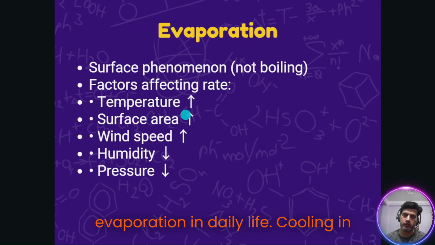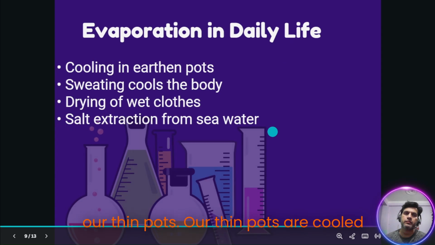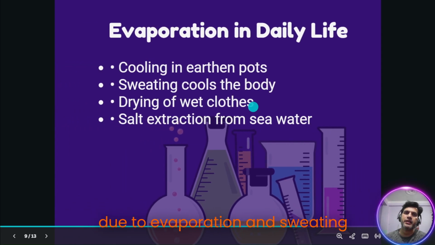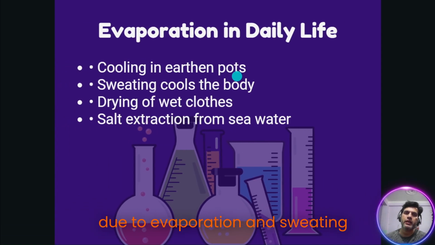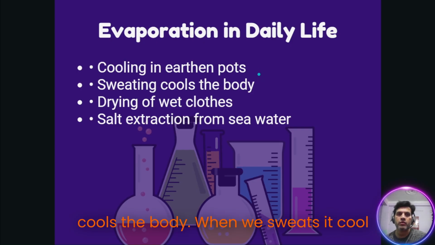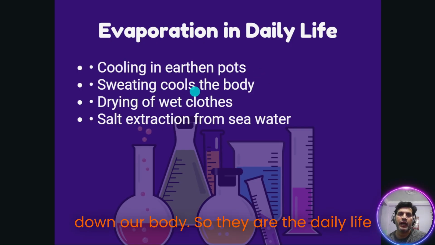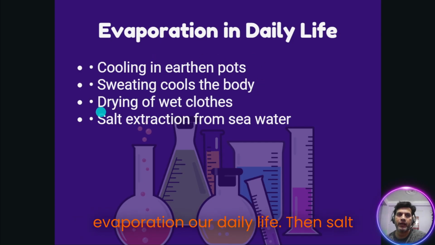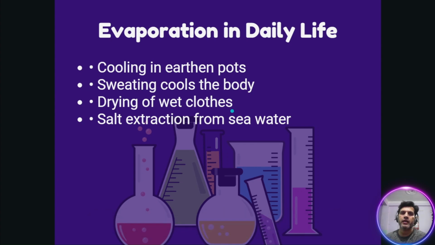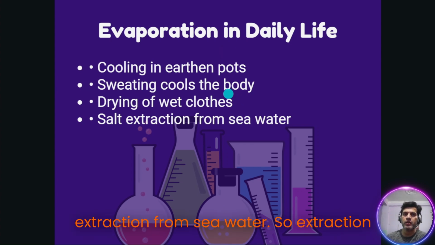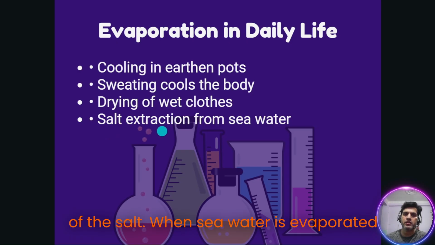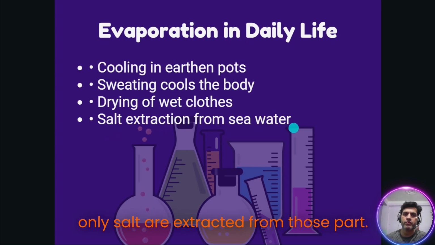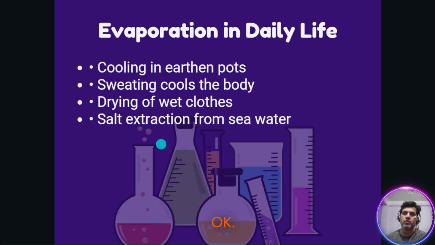Evaporation in daily life. Cooling in earthen pots. Earthen pots are cooled due to evaporation, and sweating cools the body. When we sweat, it cools down our body. So these are daily life examples. And drying up wet clothes is also evaporation in our daily life. Then salt extraction from seawater. When seawater is evaporated, only the salt is left behind and extracted.